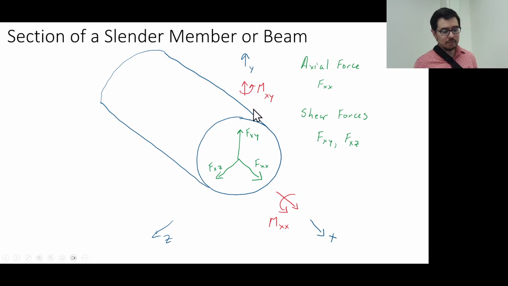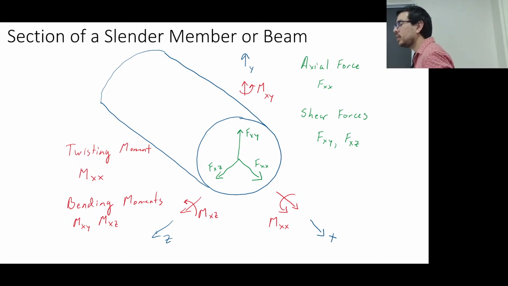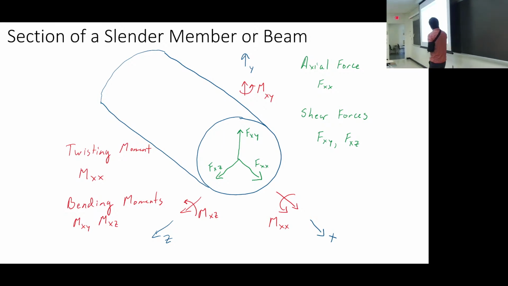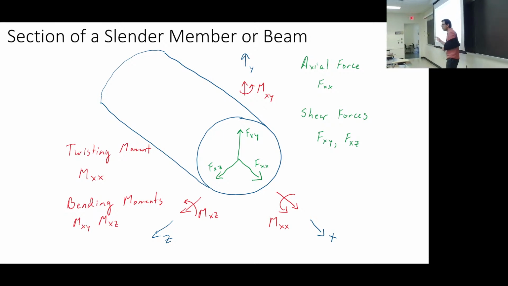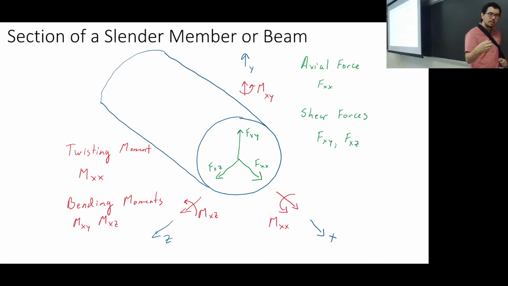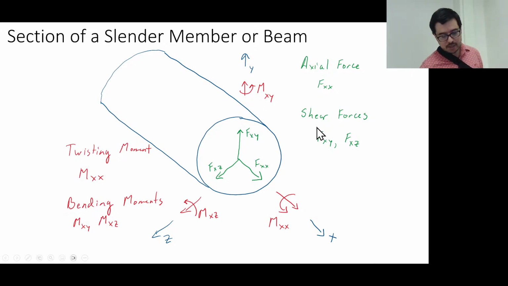This Mxy and Mxz, those are what we would consider to be the bending moments. You see how, if the left end is fixed at a wall and you apply that moment, you're going to get a bending? This thing's going to bend in that direction if Mxy is applied. If Mxz is applied, it's going to bend upwards.